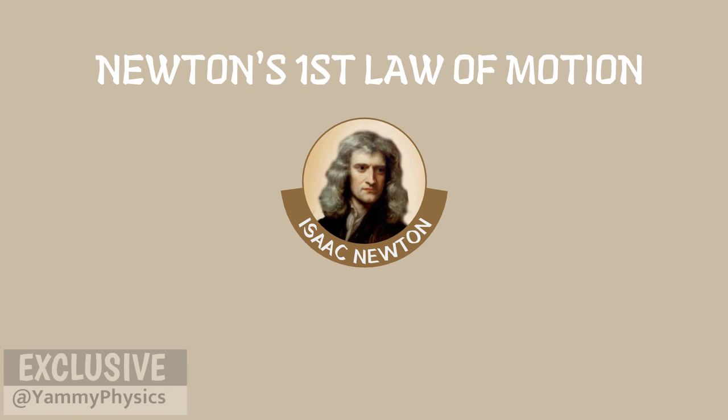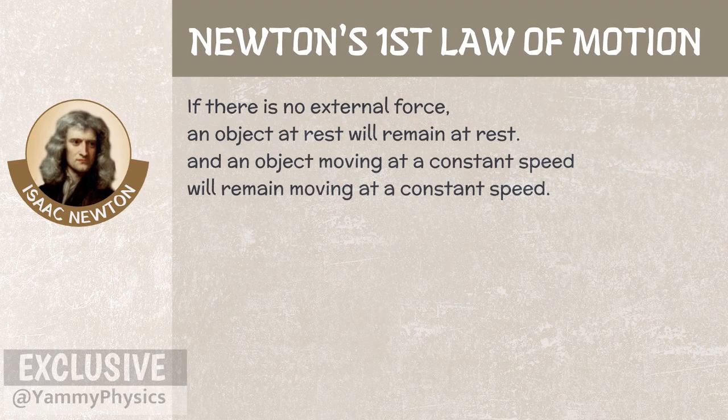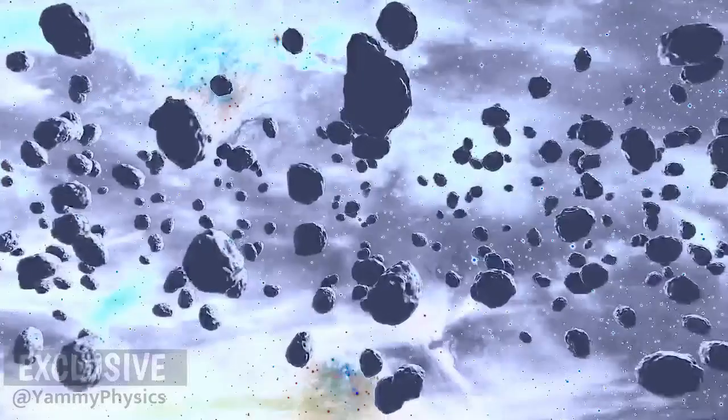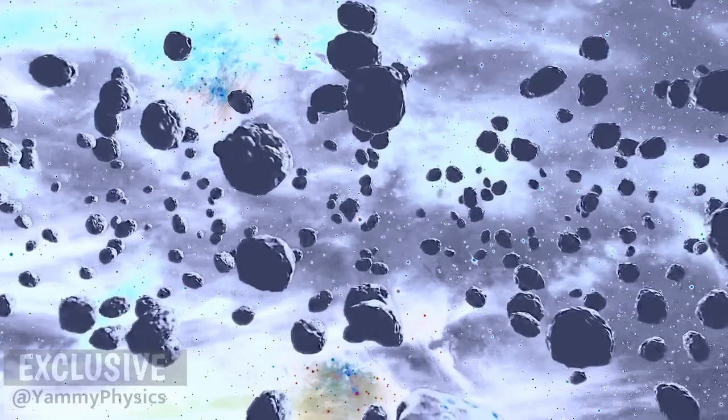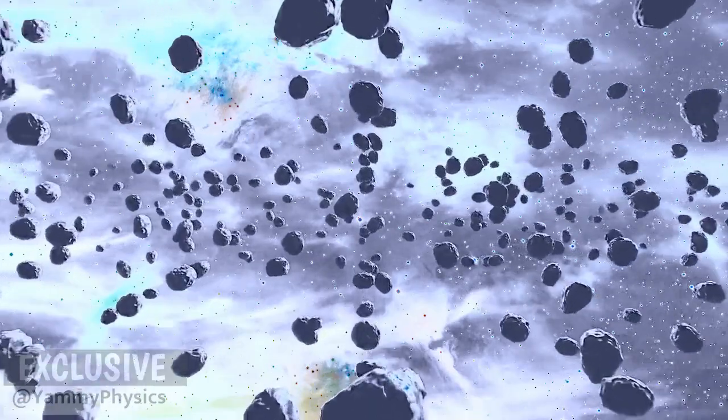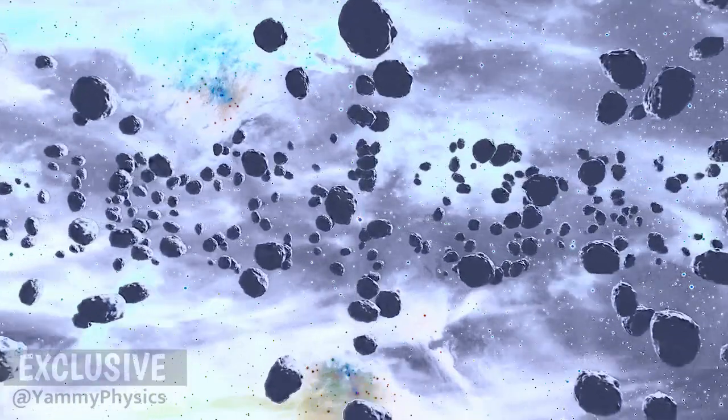Newton summarized this process as Newton's first law of motion. If there is no external force, an object at rest will remain at rest, and an object moving at a constant speed will remain moving at a constant speed. For example, objects in space are constantly moving, because there is a vacuum, so there is no friction in their path.